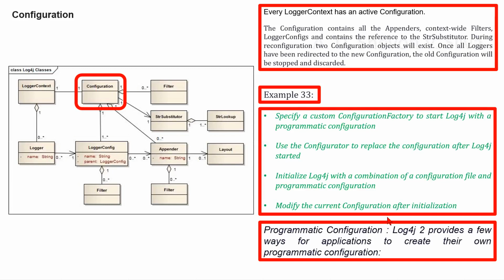programmatic configuration. Log4j 2 provides a few ways for applications to create their own programmatic configuration. Specify a custom configuration factory to start Log4j with programmatic configuration. Use the Configurator to replace the configuration after Log4j is started. Initialize Log4j with a combination of a configuration file and programmatic configuration. Modify the current configuration after initialization.